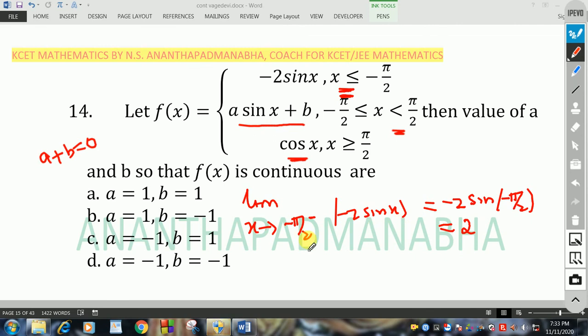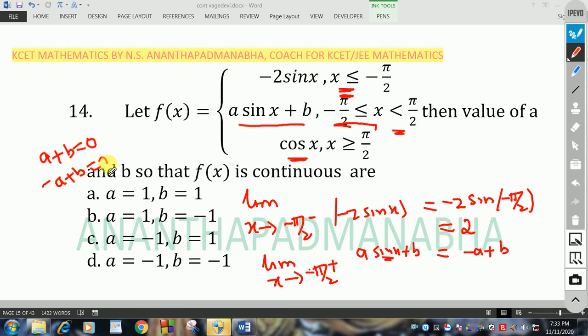Next I have limit as x tends to minus pi by 2 plus. Minus pi by 2 plus is here x greater than minus pi by 2. I have again a sin x plus b. When x is minus pi by 2, sin of minus pi by 2 is minus 1, so I will get minus a plus b. So now I got another equation, minus a plus b is equal to 2.